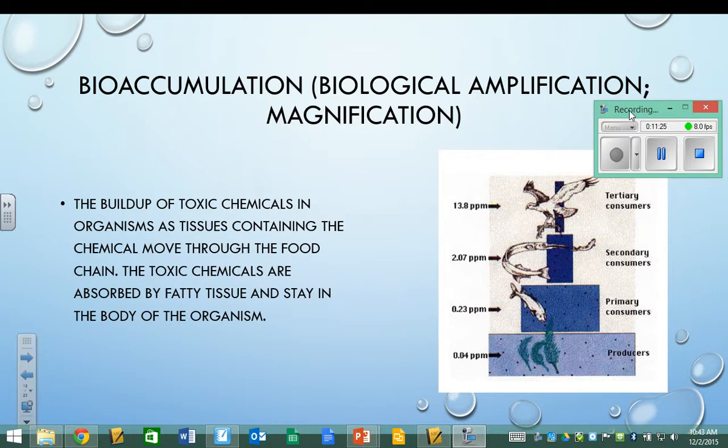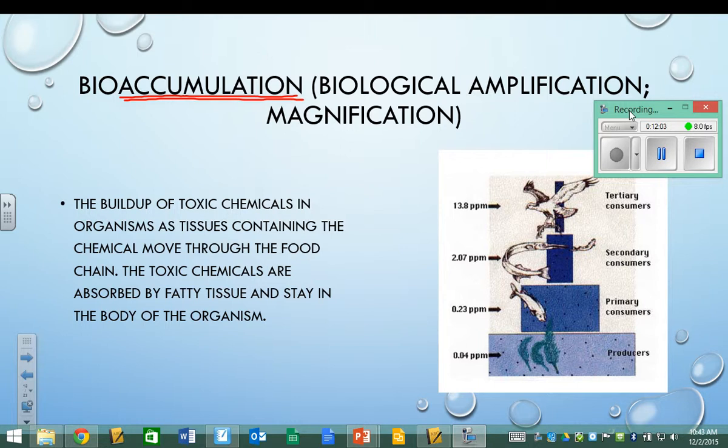Now you'll notice I wrote 3 different words there because quite frankly, it really depends who wrote the thing that you're reading. Bioaccumulation, I think, would be the best word for us to use because accumulation is really what's happening, but I have heard it called biological amplification, magnification. I even hear it called just biomagnification, bioamplification. So there's a bunch of ways that this topic can be referred to.